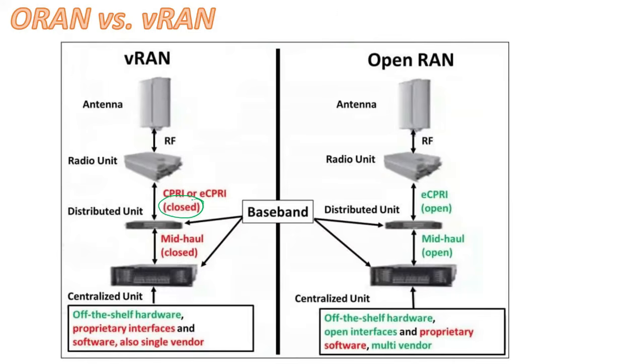So using vRAN you can run baseband functions on a commercial off the shelf server, but the interfaces are still closed. But in ORAN, interfaces are also open. So vRAN is very cost effective, because you don't have to build custom hardware, and you can develop and run the software on the cloud. So that provides a lower barrier to entering the RAN market. But ORAN is one step ahead, as even the interfaces are open in case of ORAN.